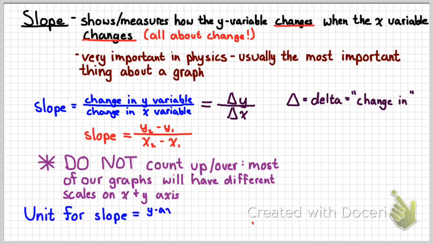The unit for slope is the unit for the y-axis over the unit for the x-axis. So since slope is change in y over change in x, the unit for slope would be your y unit over your x unit. So let's look at an example.